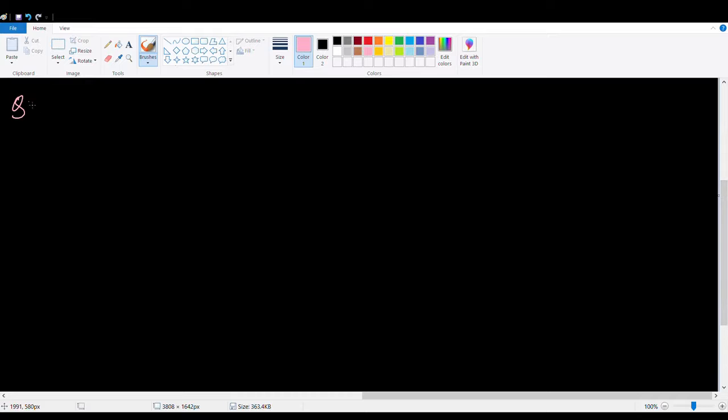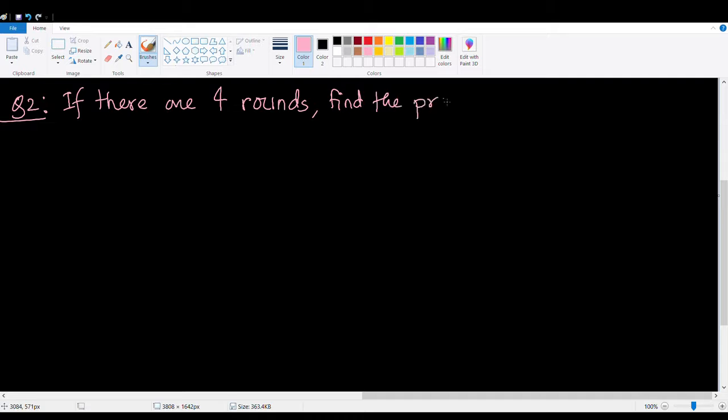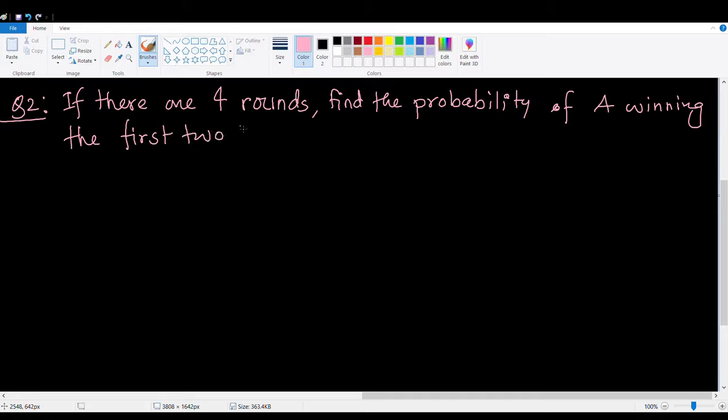Question 2 to all of you is, if there are 4 rounds in an election, find the probability of A winning the first 2 rounds and losing the last 2. All right, so this is the question.